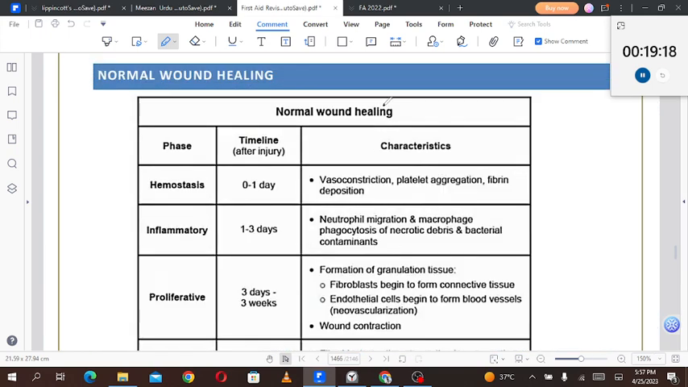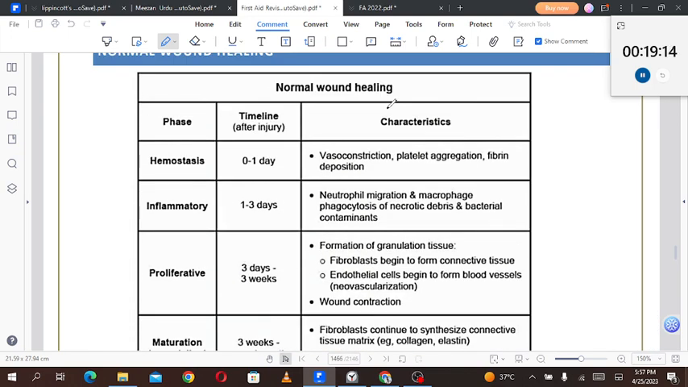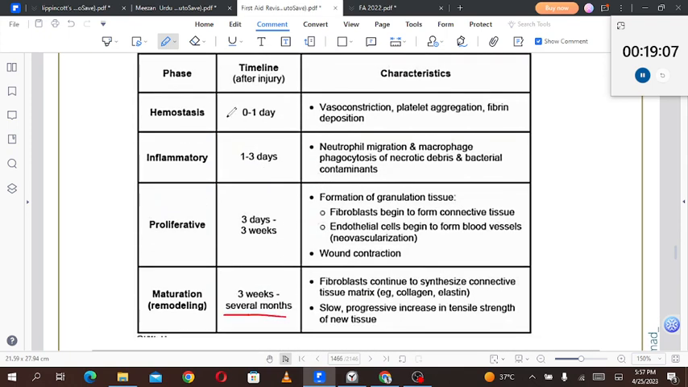Now we'll talk about the normal wound healing process. We'll also see that in the general pathology section, but let's see it here as well. The timeline is from up to 3 weeks to several months. In the first day, from 0 to 1 day, there will be hemostasis, that is stoppage of bleeding, vasoconstriction, platelet aggregation and fibrin deposition. These are the findings which cause the hemostasis in 0 to 1 days.